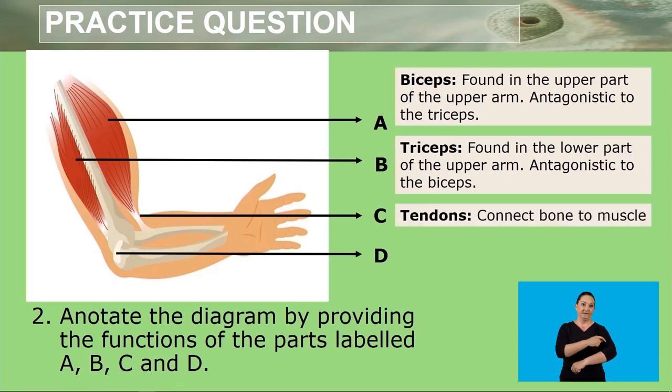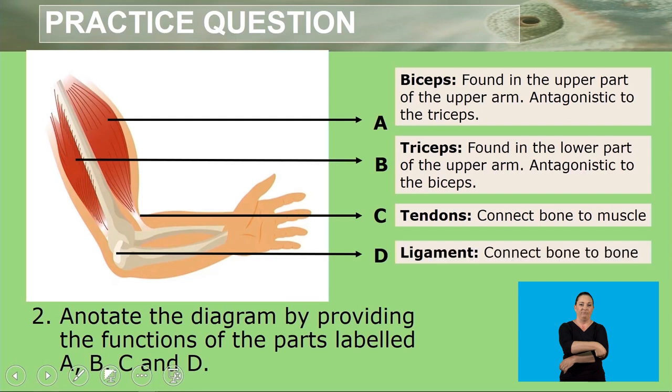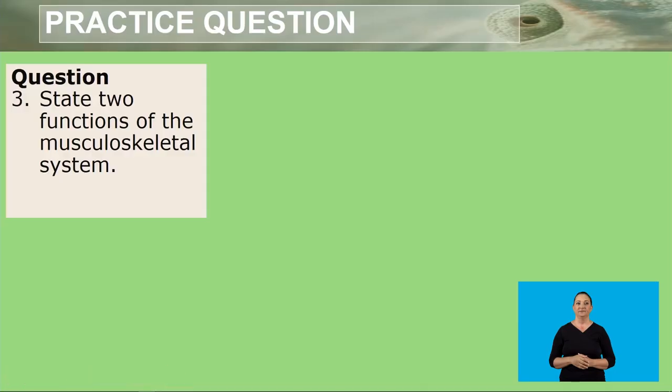C, we have a cord that connects muscle to bone, and we know that is a tendon. And with D, we have another cord that connects bone to bone, and we know that is a ligament. Now we move on to our next question, which is question 3. The instruction says, state 2 functions of the musculoskeletal system.